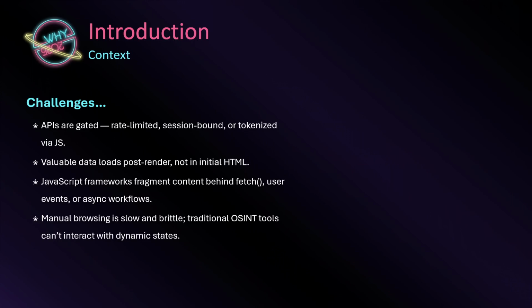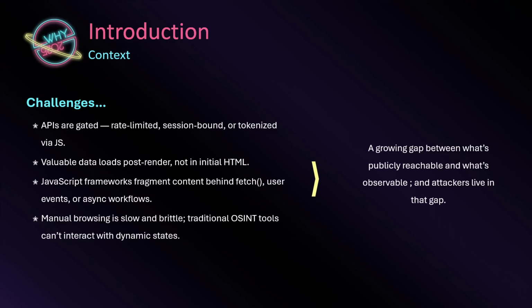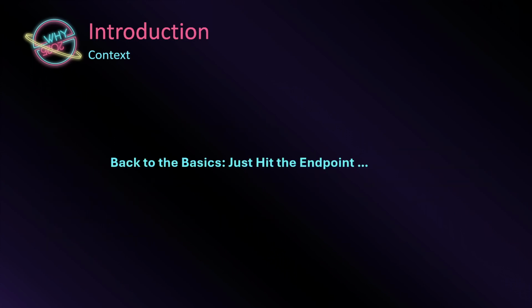And of course, manual browsing doesn't scale, it's slow and inconsistent. And all of this creates a gap between what's publicly reachable in theory and what's actually observable in practice. So if scraping today is complicated, where do we even start?